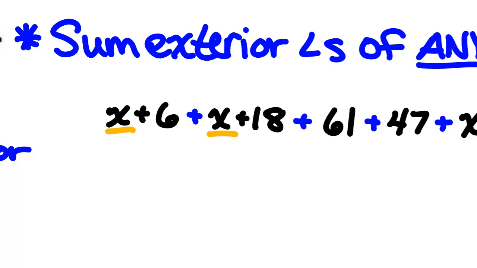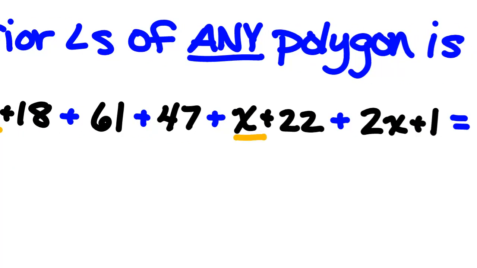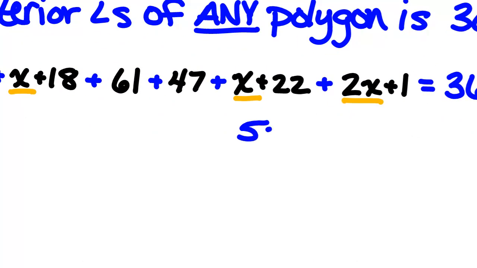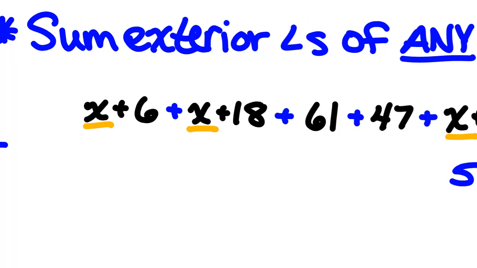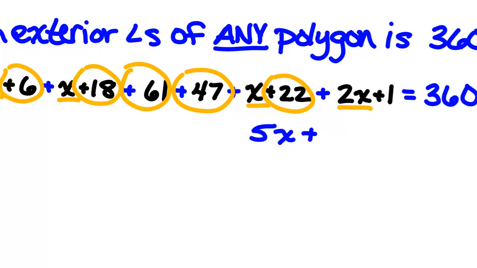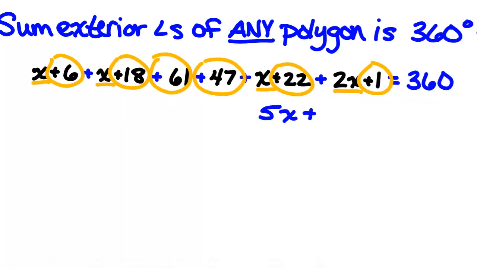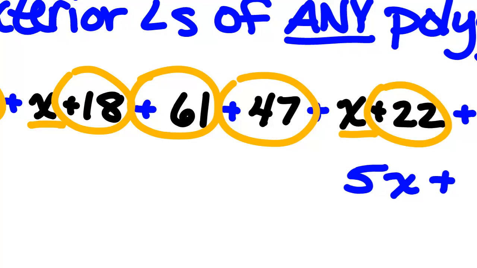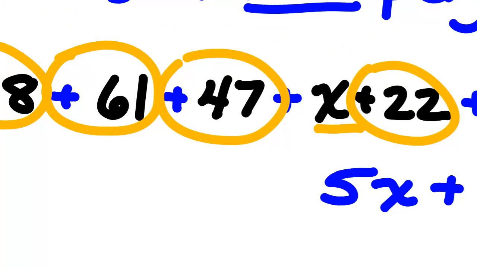All right, now we need to combine our like terms together, so we're going to combine our variables first. So I have 1x, 2x, 3x, 4, 5x's. So 5x plus, and now we'll go and add the constants. 6 plus 18 plus 61 plus 47 plus 22 plus 1. Let's see, 6 and 18, that's 24. Plus 61 is 85.